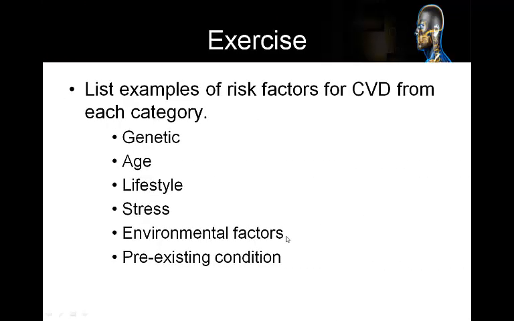Let's apply it to something here. So I'm going to give you just a moment. I'd like you to list examples of risk factors for coronary vascular disease, and in each of these categories. So list something that is genetic that impacts this or predisposes somebody: age, lifestyle, stress, environmental factors, and pre-existing conditions. I'll give you just a moment for that.